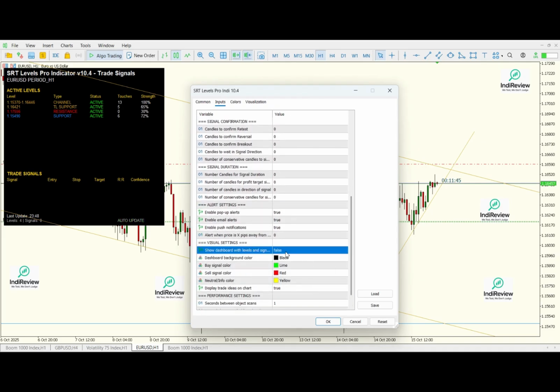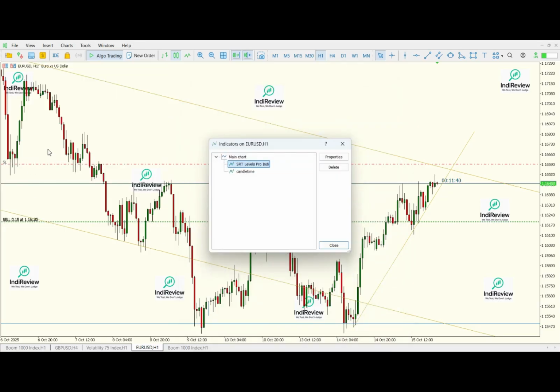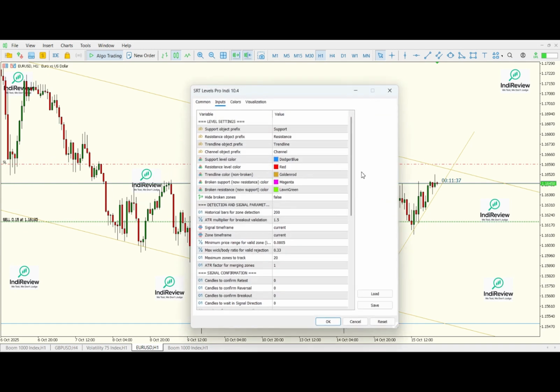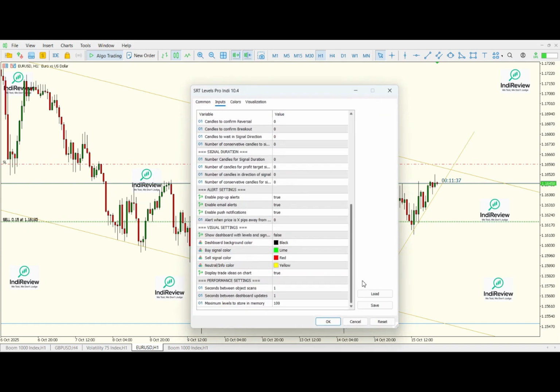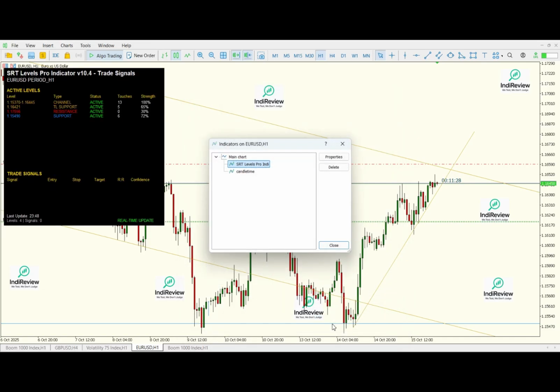You can even turn off the dashboard, hide the dashboard. So if I do that, the dashboard is gone, so you have more room to do your analysis. And then when you're done, you can just turn it back on. Okay, so I turn it back on, and then I have this here.